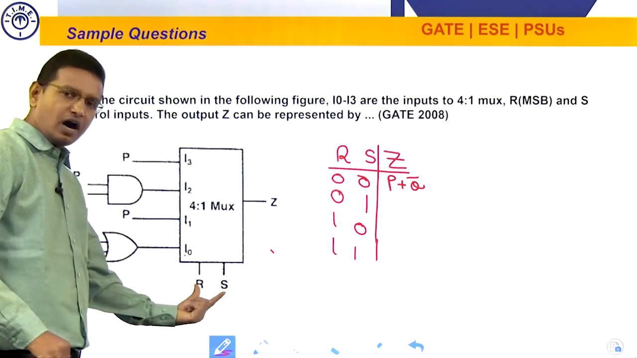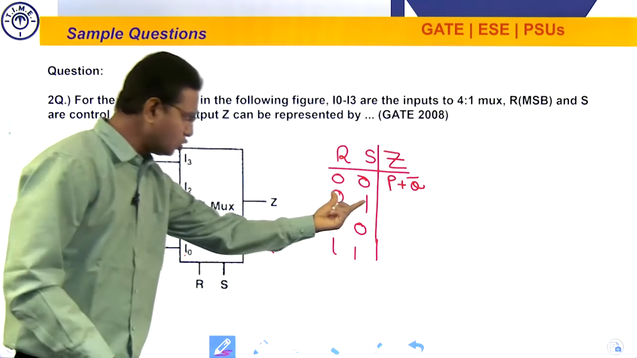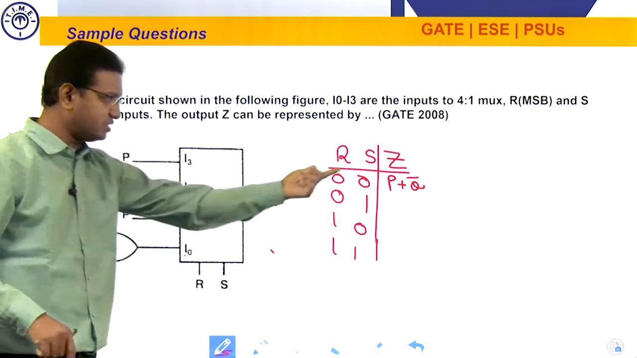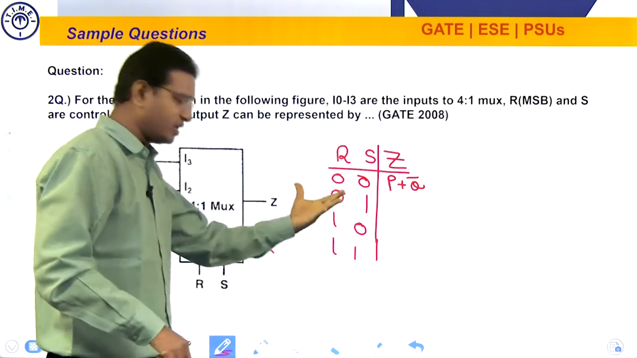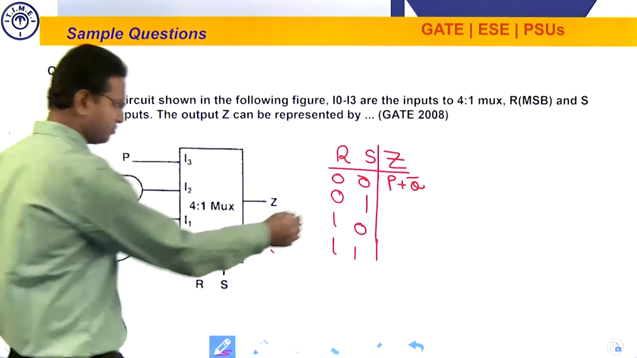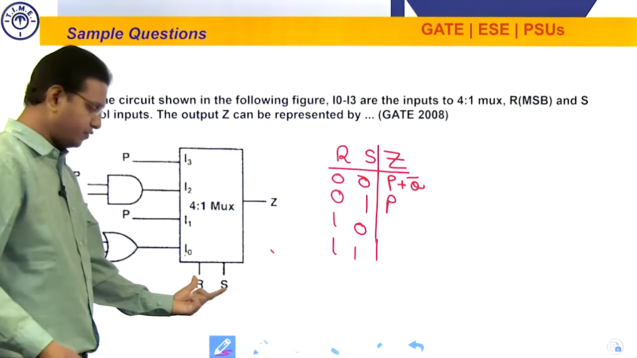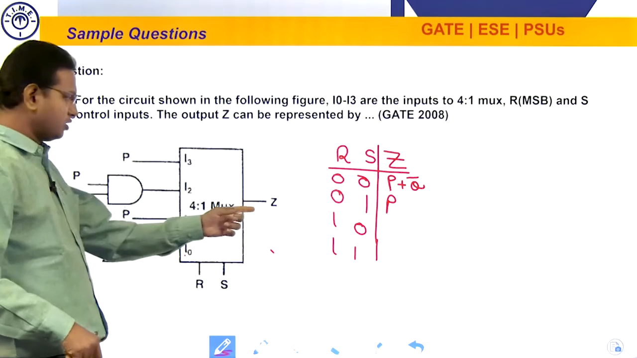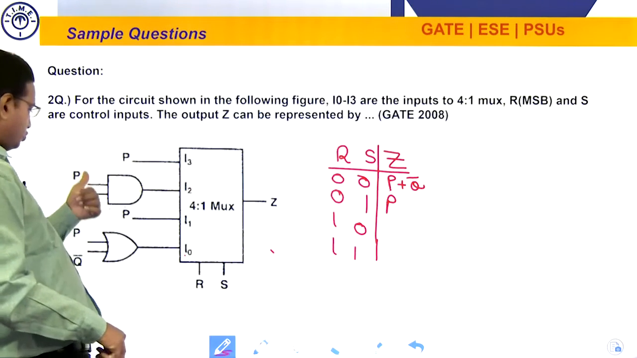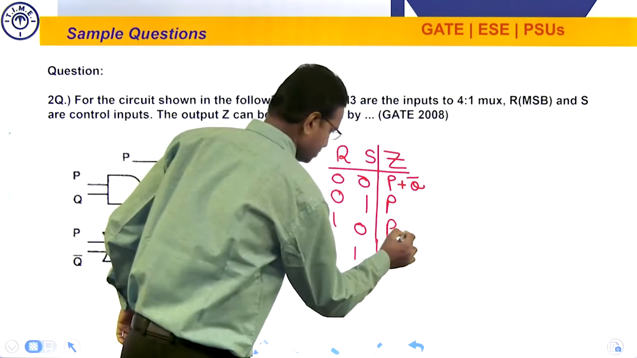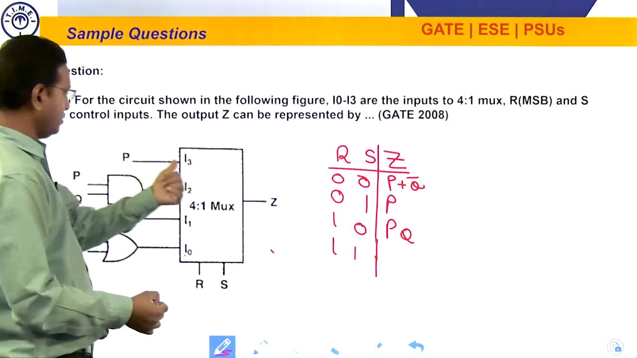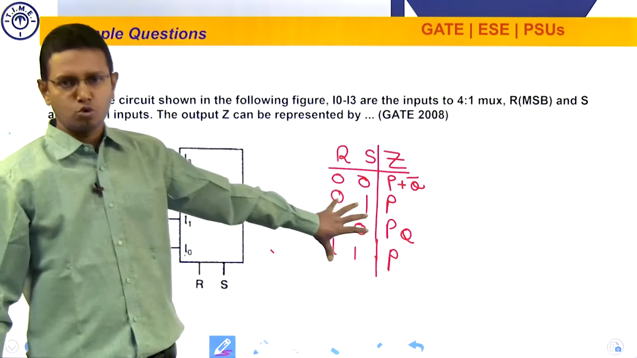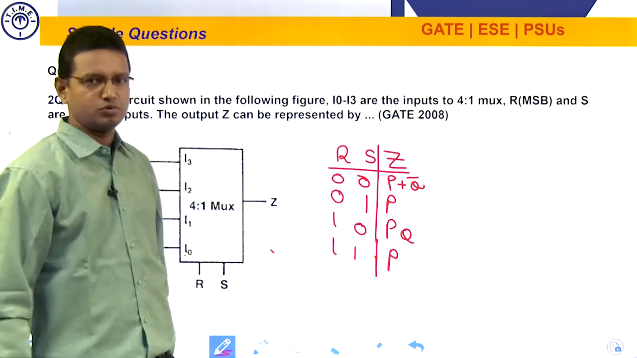Now if RS is 0 1, the decimal value is 1, so the switch will touch I1; the suffixes indicate the decimal equivalents of the binary. So I1 is nothing but P. Now if RS is 1 0, the decimal value is 2, so the switch will touch I2, so Z will be equal to I2, which is PQ, the output of the AND gate. For 1 1 it is I3, similarly it will be P. Now this is the truth table for the given mux circuit.